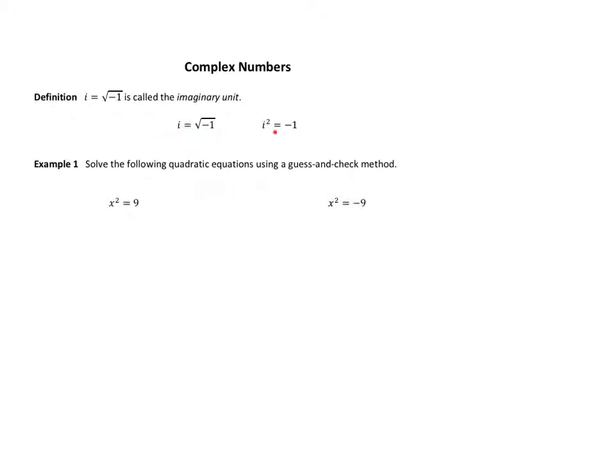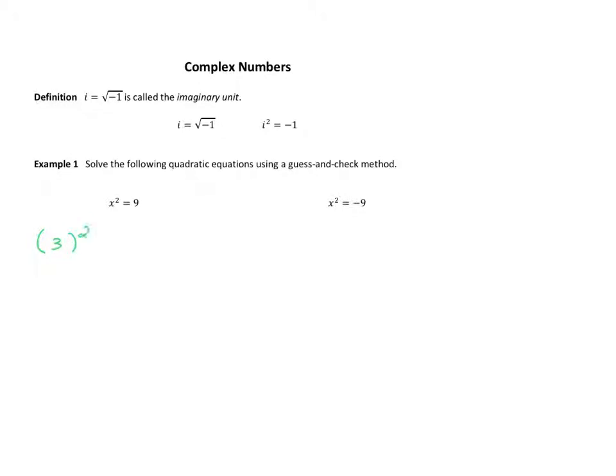You could also define it as i squared equals -1, and this is basically taking this equation and squaring both sides. So let's see where this shows up. In example 1, I have a couple of equations written here that I'd like to solve by using a guess and check method. We've already done this one before. x squared is equal to 9, but by guess and check, you can say, oh, I know the two solutions.